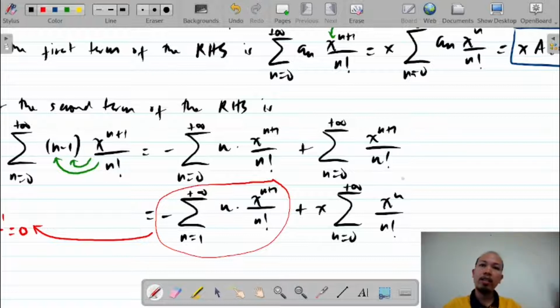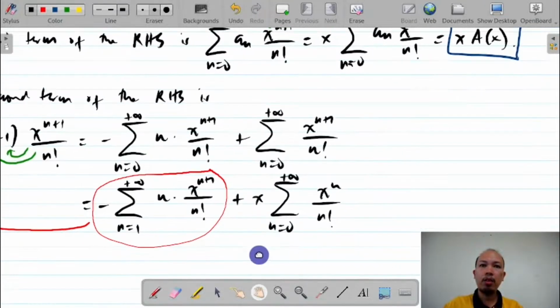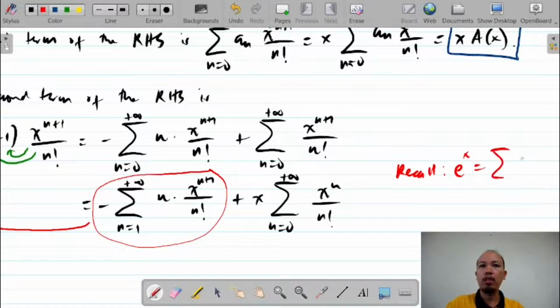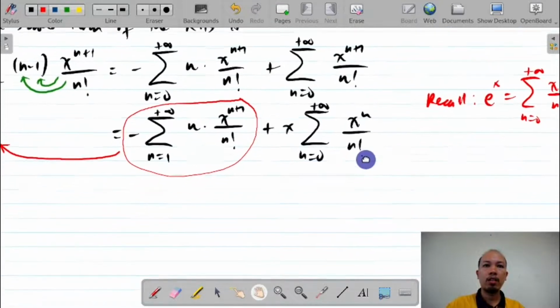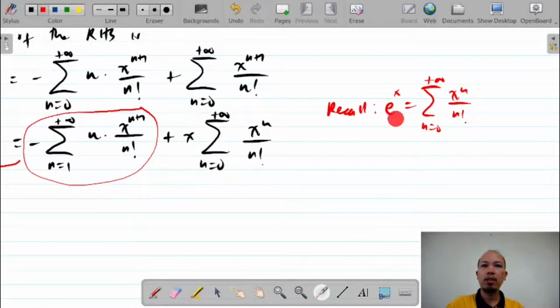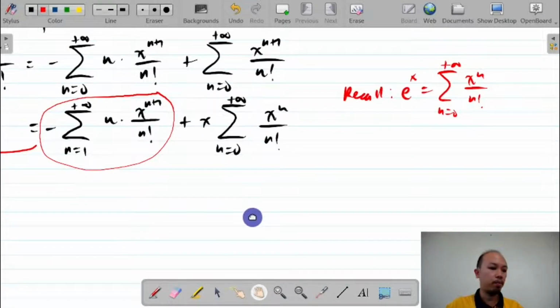Okay, why is that? Because if you recall your calculus 3, we know that e to the x is equal to the summation of x to the n over n factorial, n starts from 0 to positive infinity. Okay, we will use this idea to substitute. That's why we write it in this form. We convert it in that form.